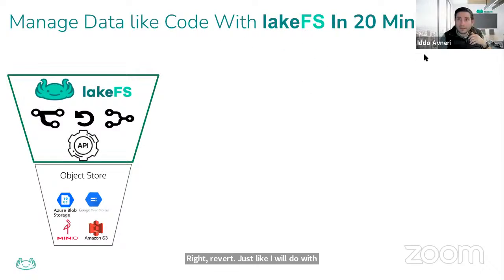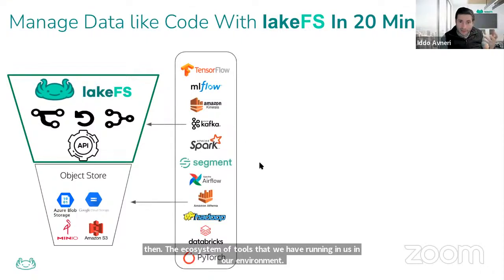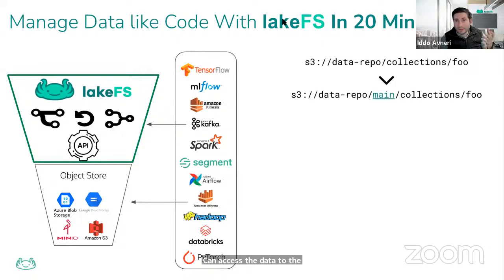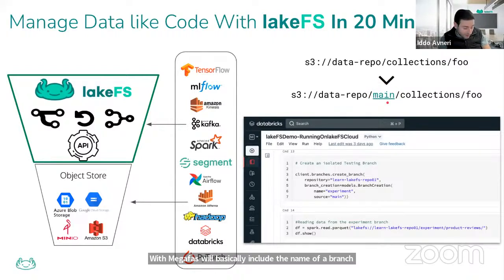And then the ecosystem of tools running in our environment can access the data through the lakeFS API and get those versioning capabilities. This is how you would typically access an S3 bucket: you go to a collection within a bucket. With lakeFS, we include the name of a branch or a commit identifier. The name of a branch will be prod, test, dev, testing 1, testing 2. A commit identifier will be something like production yesterday at 5 p.m. before an ETL ran, or production yesterday at 10 p.m. after an ETL finished. Okay?